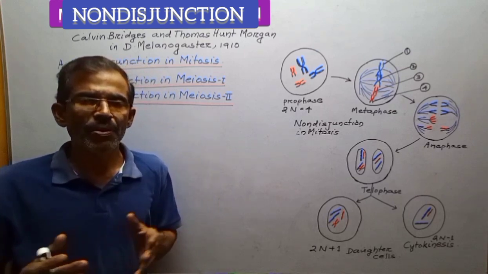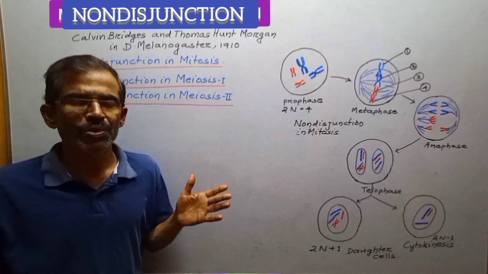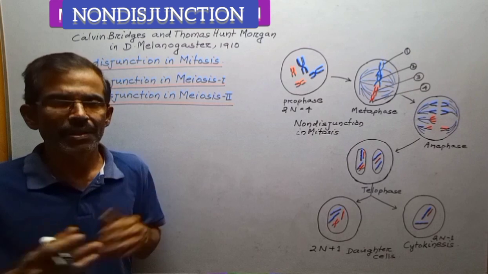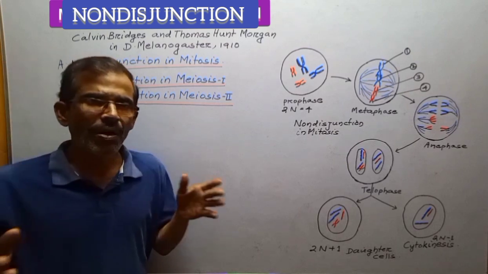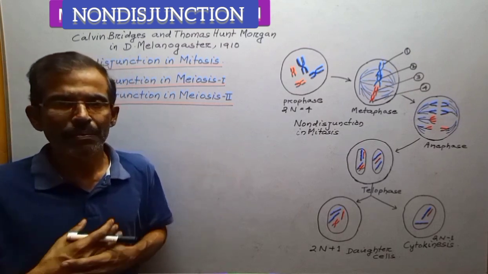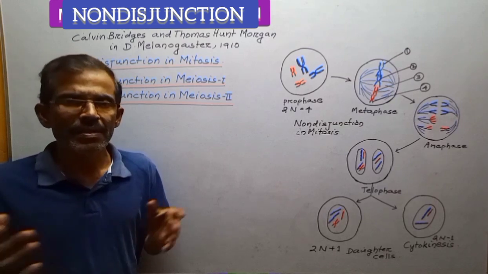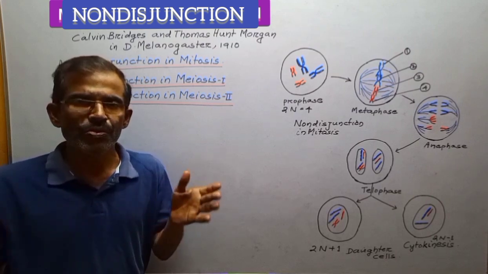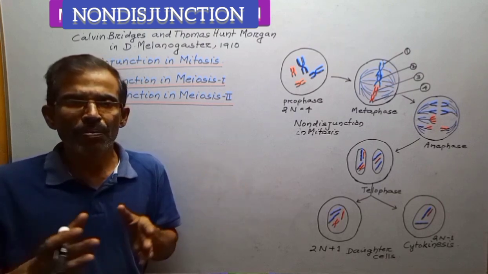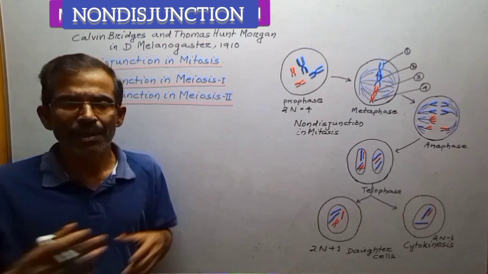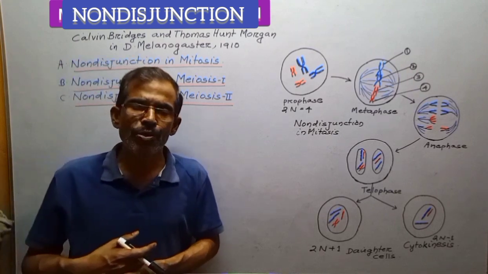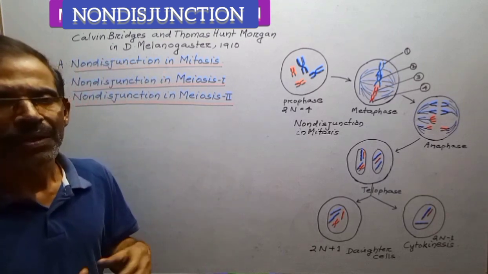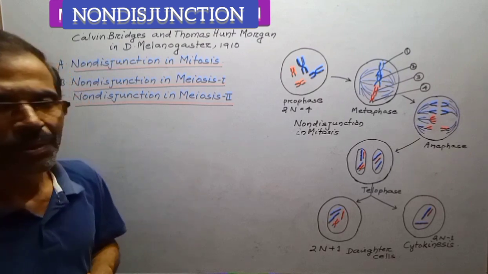Non-disjunction is the failure of homologous chromosomes or sister chromatids to separate properly during cell division. It is the leading cause of pregnancy loss and birth defects. The result of non-disjunction is aneuploidy, which refers to the presence of an abnormal number of chromosomes in a cell. Each type of aneuploidy can be attributed to non-disjunction during mitosis or meiosis.